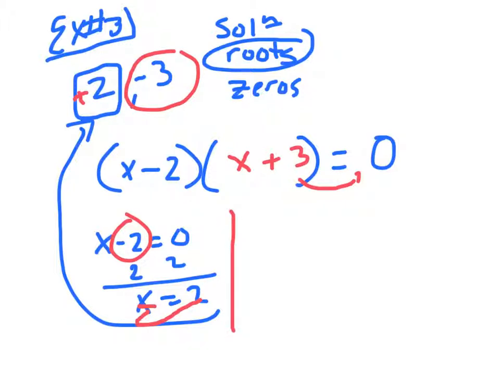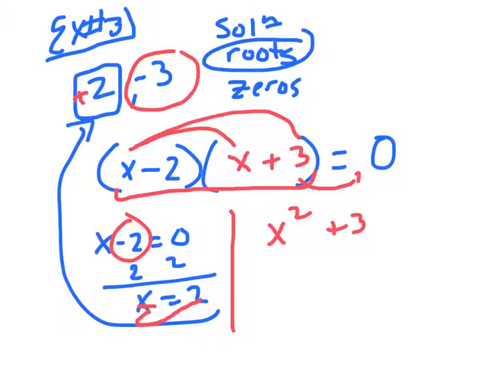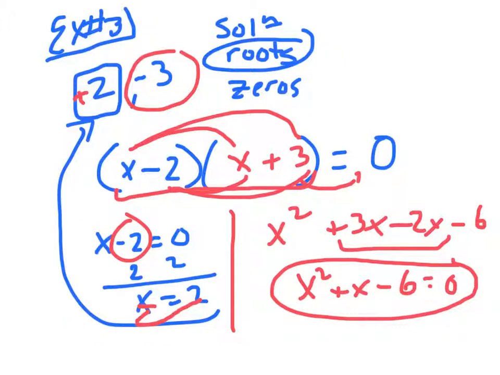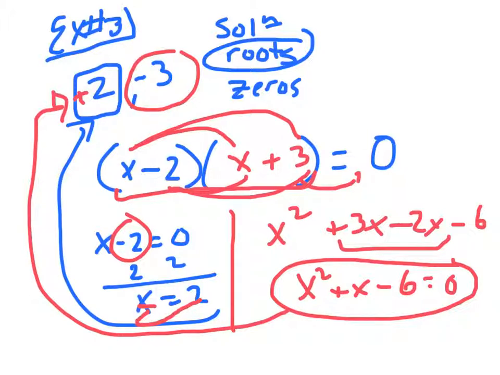Now, this is not quite a quadratic equation because I don't have x squared, so I have to FOIL it out. X times x is x squared. X times 3x is 3x. Negative 2 times x is negative 2x. And negative 2 times 3 is negative 6. Combine your middles. You get x squared plus x minus 6 equals 0. That is the quadratic equation I solved to get my original problem of those zeros or roots.